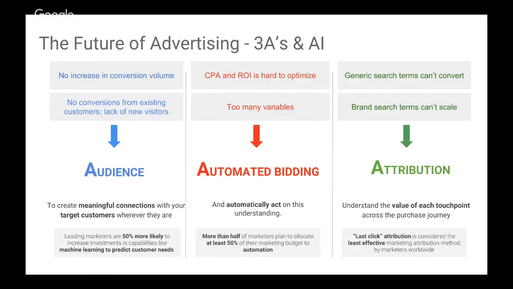So with the right attribution, you'll be able to correctly identify the value of each touch point, so you can make a balance between the generic search and brand search. Without further ado, we're going to talk about all these three A's, starting from audience, then we will follow with automated bidding, and lastly we will talk about attribution. We're also going to have an AdWords demo in between, so you'll be able to see how to implement the 3 A's for your AdWords account.